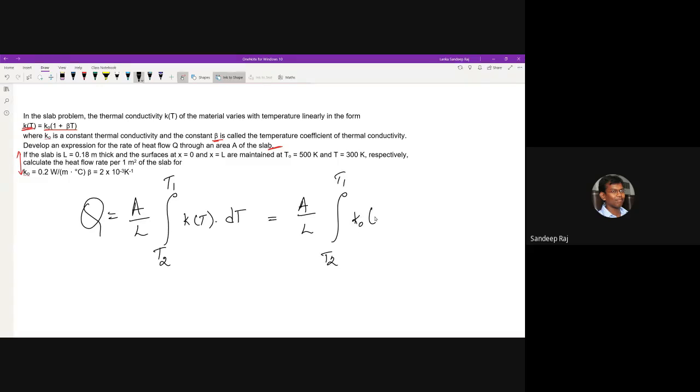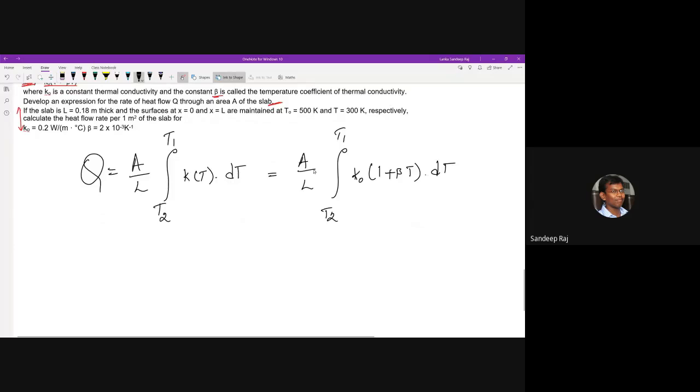K naught into 1 plus beta T, I have substituted, and then I have said dt. Now, if I take it, what happens? A by L will be on one side, and I'll take the integration into it. So K naught is also a constant thermal conductivity, as it is given in the question. So what I can do is take K naught out of the integration and put it aside.